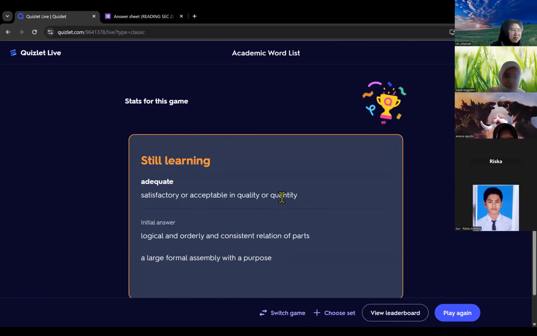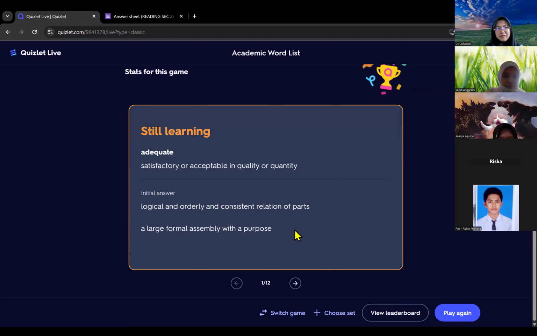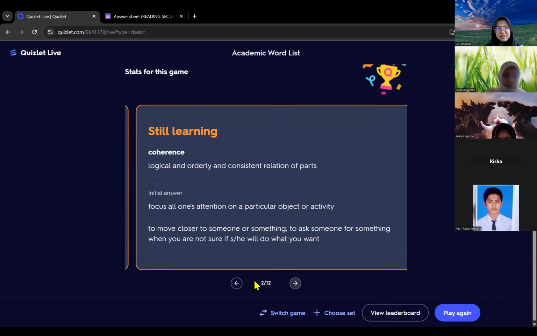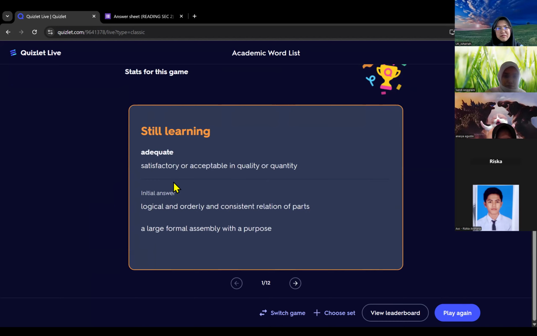Learn from mistakes. And I will share this Quizlet set, because you can find all of the academic words here. And let's see the words you got wrong. So, adequate. Many make mistakes with adequate. Adequate means satisfactory or acceptable in quality or quantity. Memuaskan or dapat diterima dalam kualitas atau kuantitas. In Bahasa, I think we can translate it to cukup. Adequate means cukup.